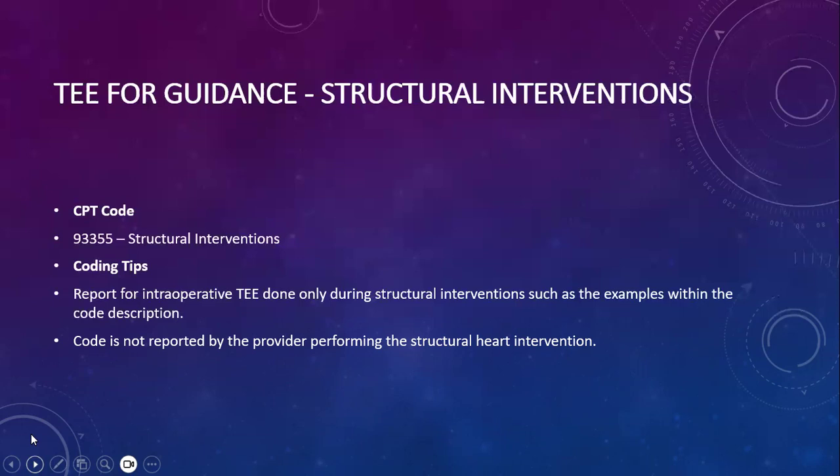So when your provider comes to you and says, well, I did this, then you need to know what you can bill. Now, if they are using the TEE for guidance, they can bill the 93355 if and only if they are not the provider that is actually performing the structural heart intervention. If you're in this field of coding, you know that with structural heart interventions, there is typically a CVT or cardiovascular thoracic surgeon in the room, as well as a cardiologist or interventionalist. So your cardiologist or your interventionalist is who's going to bill this code, because the structural heart provider is going to be providing all of the other surgical portions of the procedure.